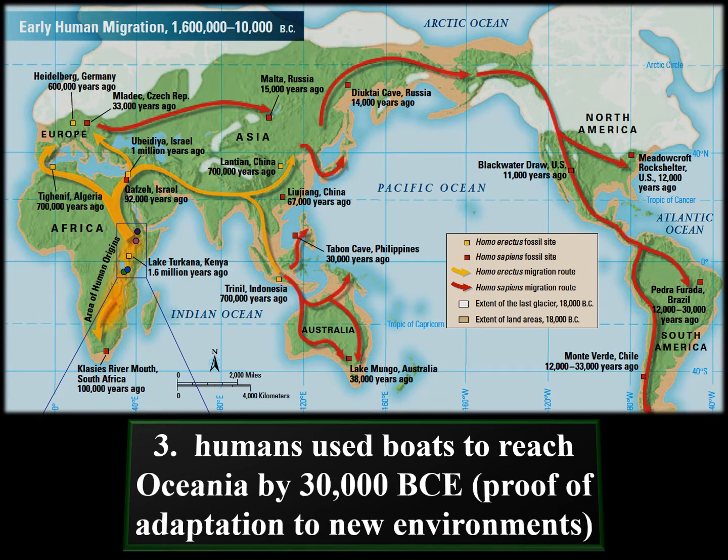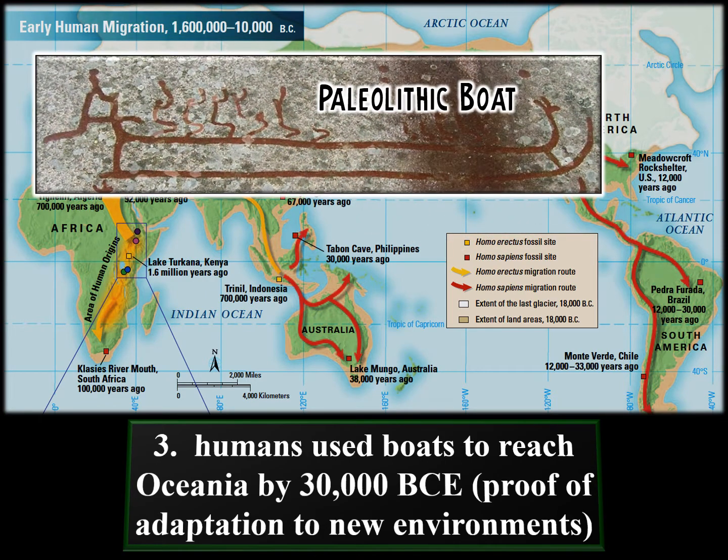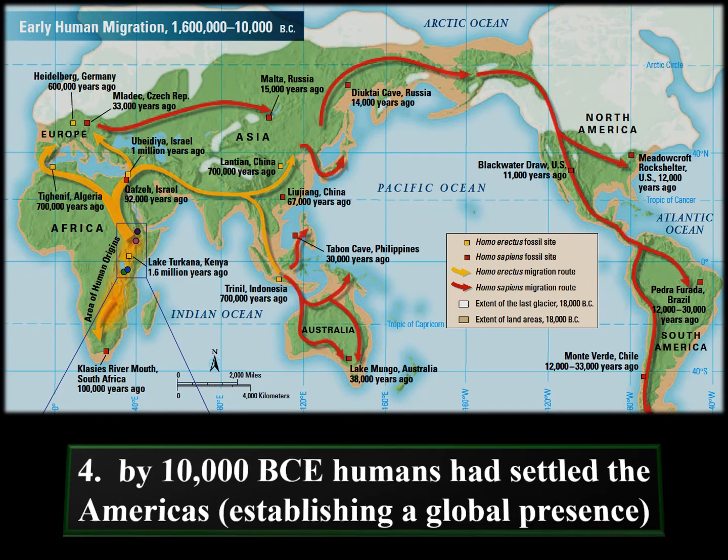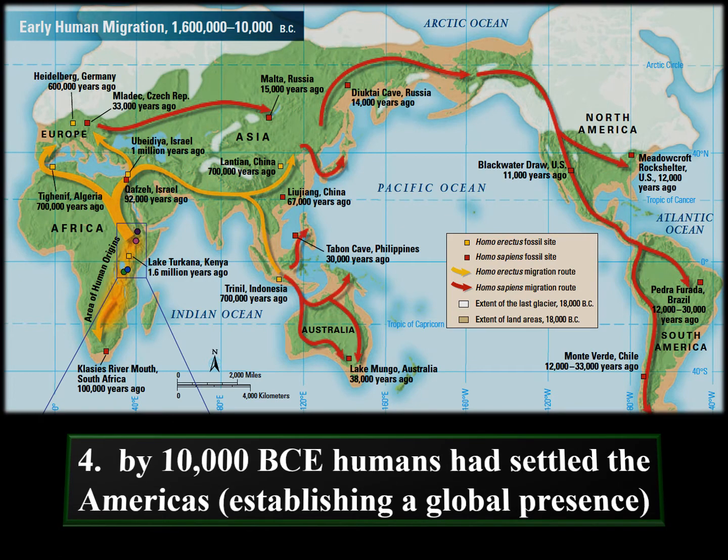Humans also used boats to reach Oceania by 30,000 BC. This was proof of adaptation to new environments, the building of boats. Here is a painting on a cave wall of a Paleolithic boat. By about 10,000 BC or BCE, humans had settled in the Americas, establishing a global presence, the Native American population.